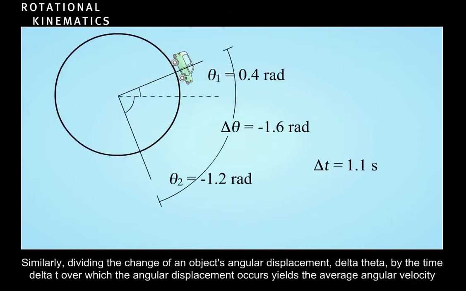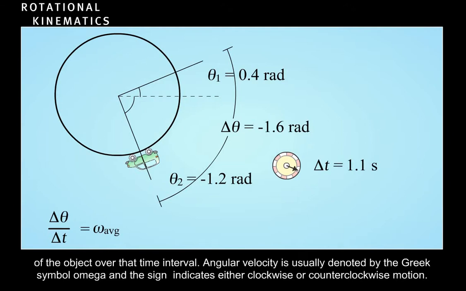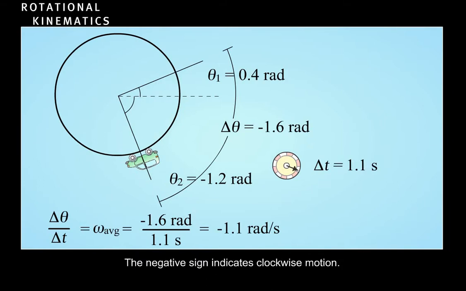Similarly, dividing the change of an object's angular displacement, delta theta, by the time, delta t, over which the angular displacement occurs yields the average angular velocity of the object over that time interval. Angular velocity is usually denoted by the Greek symbol omega, and the sign indicates either clockwise or counterclockwise motion. The negative sign indicates clockwise motion.